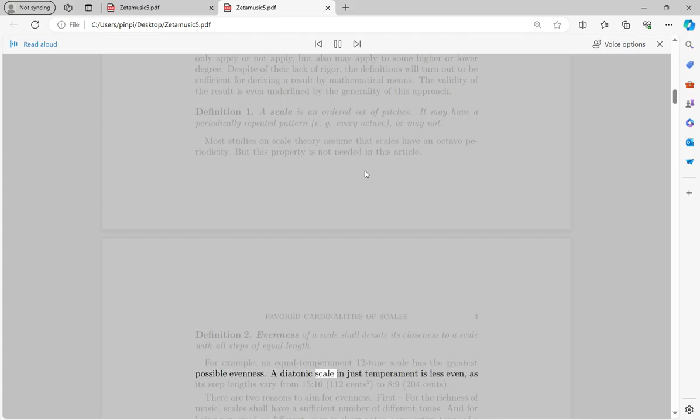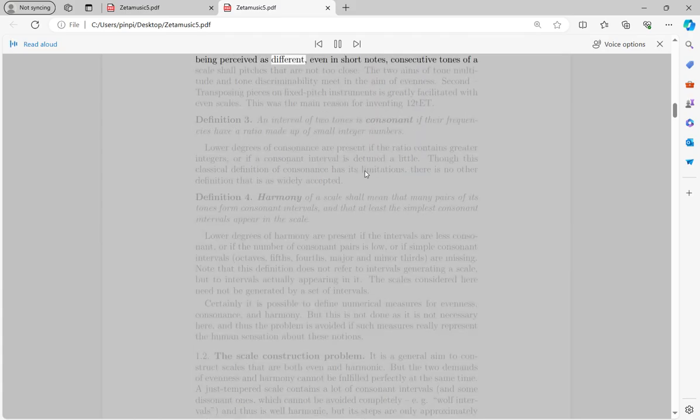A diatonic scale in just temperament is less even, as its step lengths vary from 15/16, 112 cents, to 8:9, 204 cents. There are two reasons to aim for evenness. First, for the richness of music, scales shall have a sufficient number of different tones. And for being perceived as different, even in short notes, consecutive tones of a scale shall have pitches that are not too close. The two aims of tone multitude and tone discriminability meet in the aim of evenness.